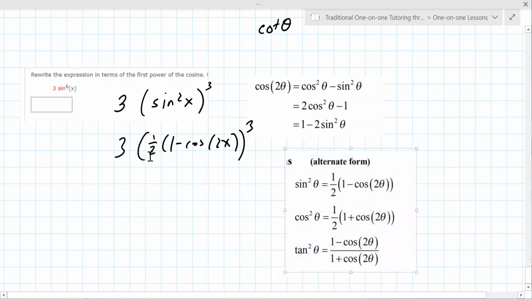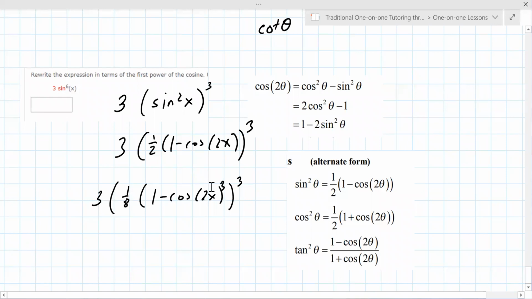So from here, it's 3 times 1/8 and then 1 minus cosine 2x, cubed. Oops, sorry, the cube is in there. If you understand up to here, this is 3/8, and then this part inside that you're cubing, we did that earlier. It's this 1 minus cosine x times itself.